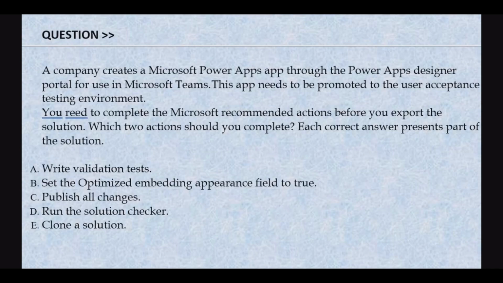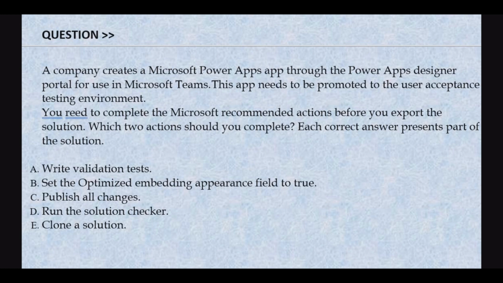The question is, a company creates a Microsoft Power App through the Power Apps Designer portal for use in Microsoft Teams. This app needs to be promoted to a user acceptance testing environment. You need to complete the Microsoft recommended action before you export the solution. Which two actions should you complete? Each correct answer presents part of a solution.